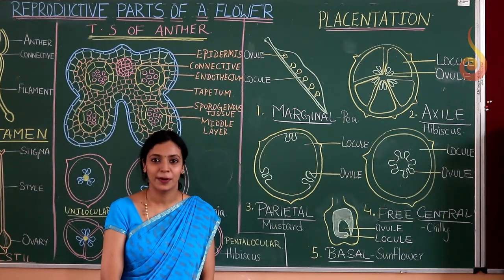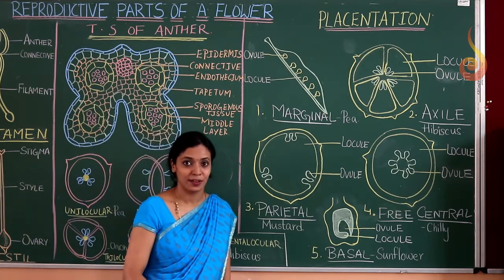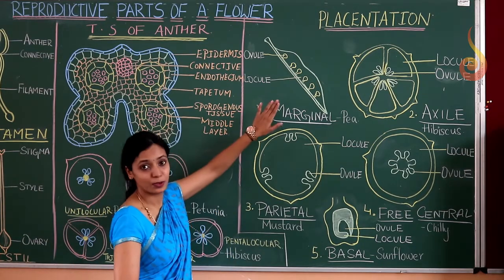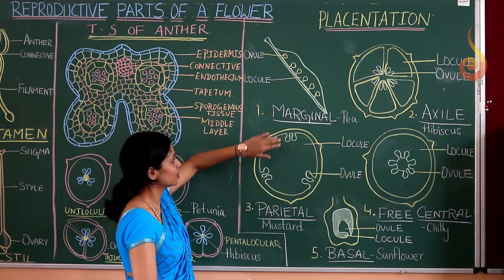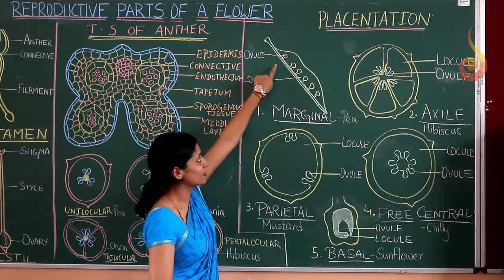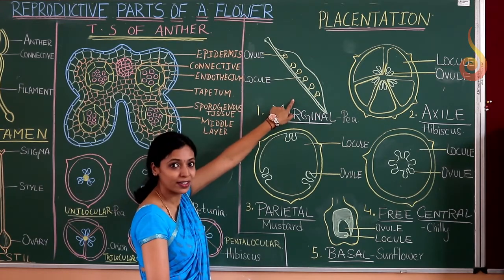We will now learn about a very important concept, placentation. Placentation refers to the arrangement of ovules within the ovary. These are some of the types of placentation. The first one here is called marginal placentation. You may have seen the peas arranged in a pea pod, right? So how is it arranged?